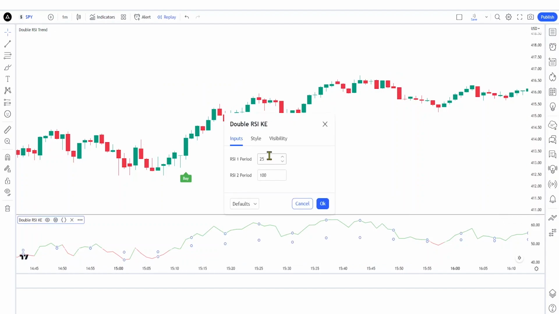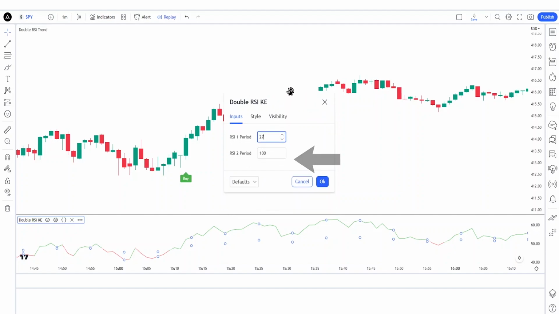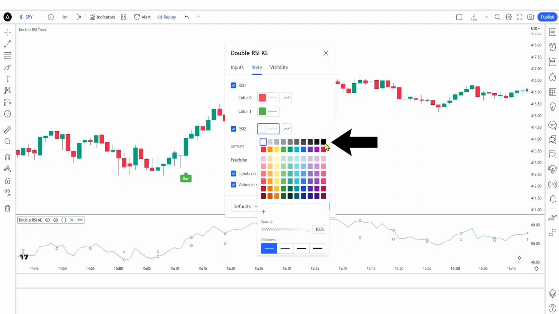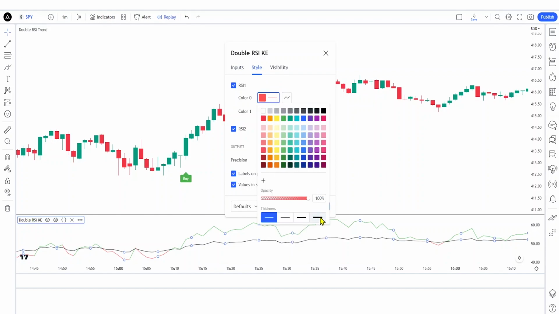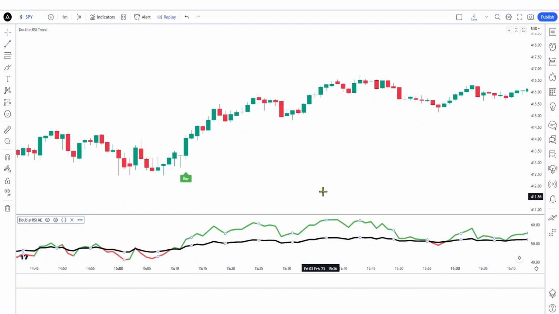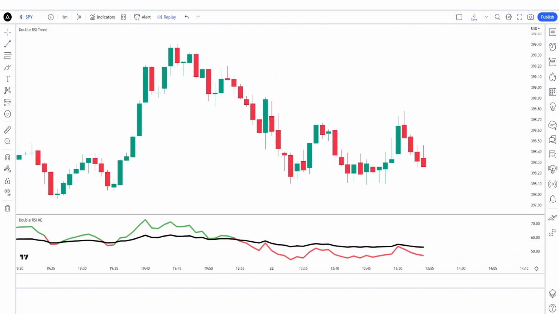In Inputs, we have to change this RSI 1 period value from 25 to 27. In Style tab, change RSI 2 color from white to black. And lastly, change the thickness for all 3 lines. Press OK, and just like that, our trading setup is ready. Now, let's see how to trade with this trading setup.